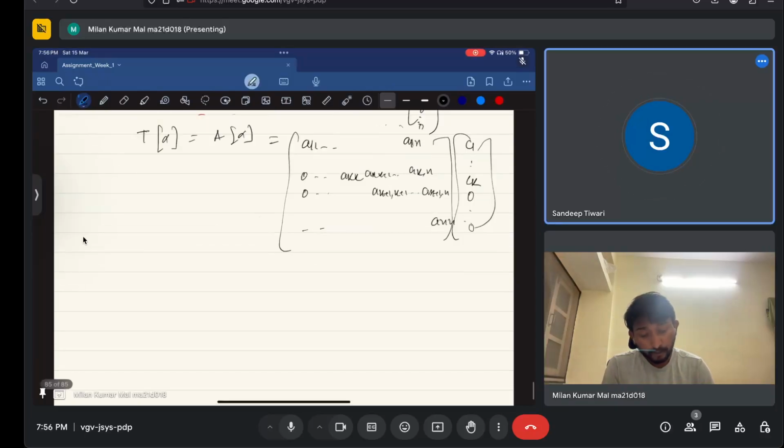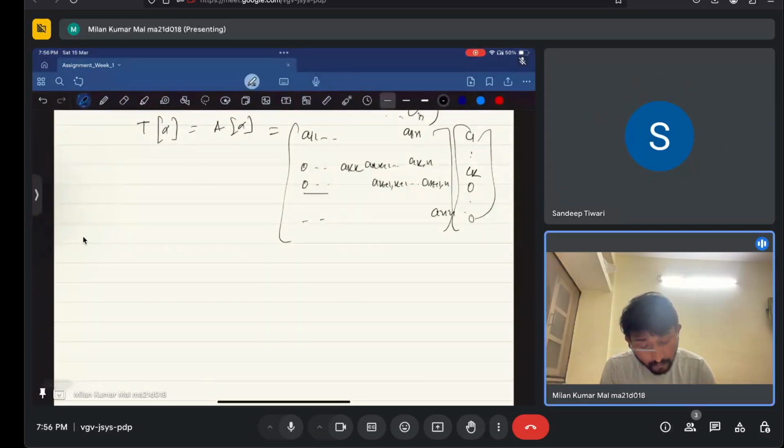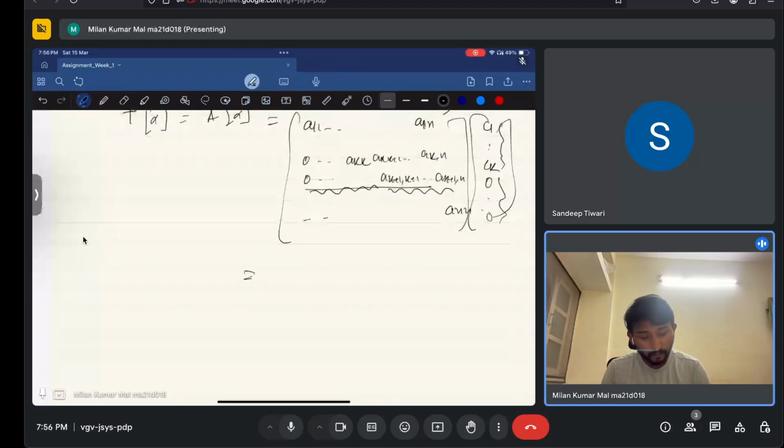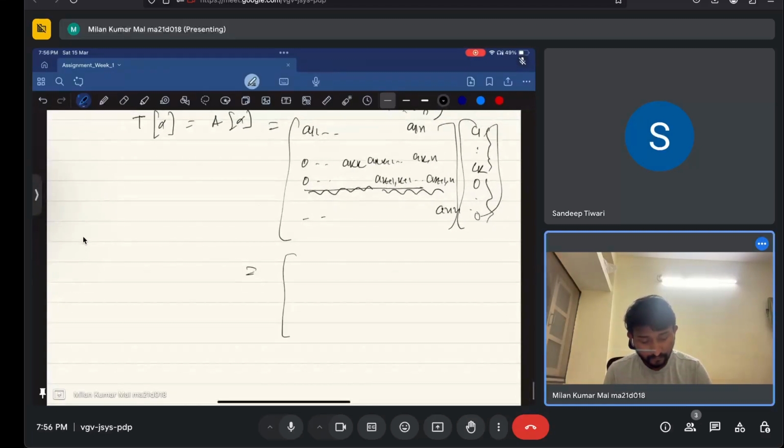Now if we just go to k plus 1 position, recall that the first k terms are 0. After that, n minus k terms are possibly non-zero. But here the first k terms are non-zero, and the next n minus k terms are 0. That means after the kth plus 1 term it will be 0, right? Suppose the kth position is completing, then the kth plus 1 position will be 0.